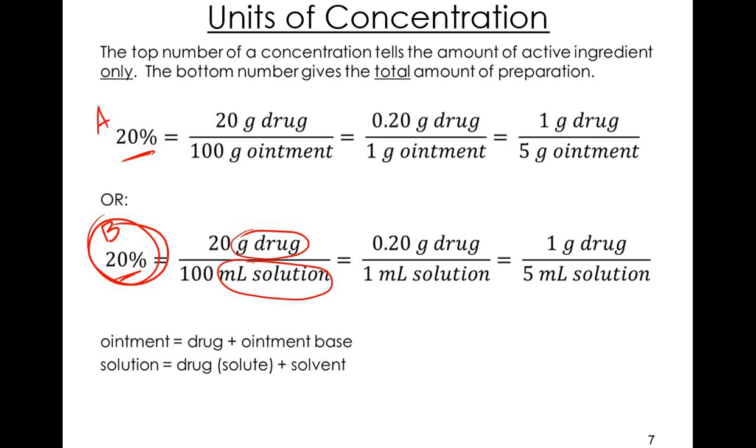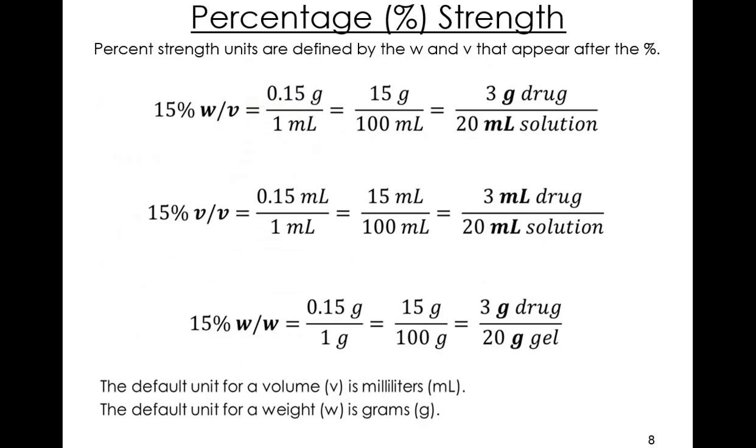Situation A would be correct if the solid drug were dispersed in something like an ointment that might be measured in grams. The main message of this slide is that the medication may not always be a solid drug in a liquid solution. You could have a solid or liquid preparation, and the drug itself could also be a solid or a liquid. This next slide illustrates this further.